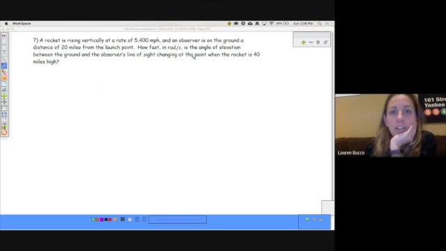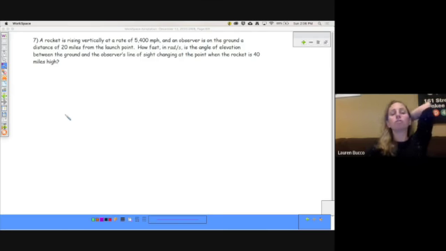An observer, yeah, because see how it's in seconds here? I can tell already we're going to have to convert. So that's something you just want to be on the lookout for, make sure your units are staying consistent within the problem. An observer is on the ground 20 miles from the launch point. How fast in radians per second?